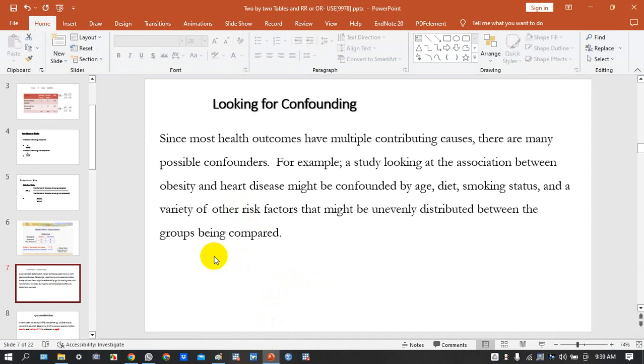So diet status, age, smoking status, and a variety of other risk factors might be uneven. They should be unevenly distributed, because your cases and your controls, their eating habits should be different, their smoking status should be different, and the variety of other risk factors should be different for them to qualify as confounders.